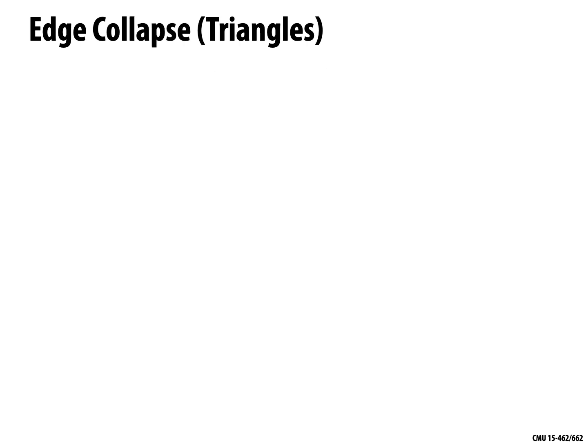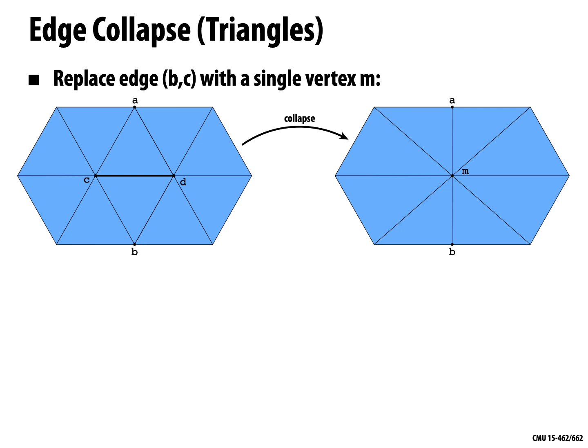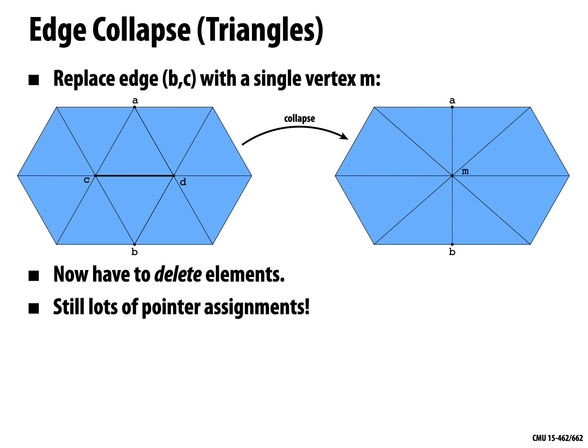Another operation is an edge collapse. Here again I have 2 triangles, the 2 triangles touching my edge, and I'm going to put C and D at the same place. I'm going to actually turn those 2 vertices into one vertex M. And I'm going to delete any elements that edge was touching. I had these 2 triangles that contain that edge. That edge doesn't exist anymore, so I have to delete those triangles and so on. Do all sorts of pointer reassignments.